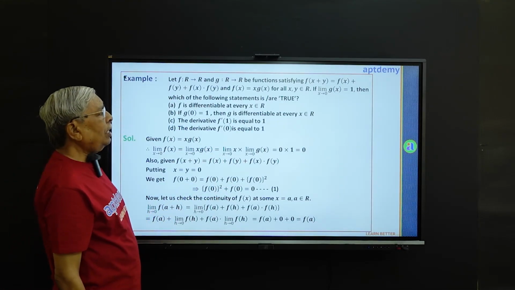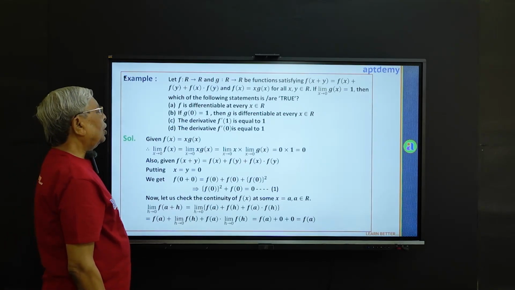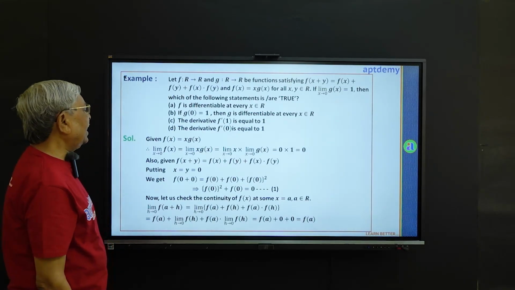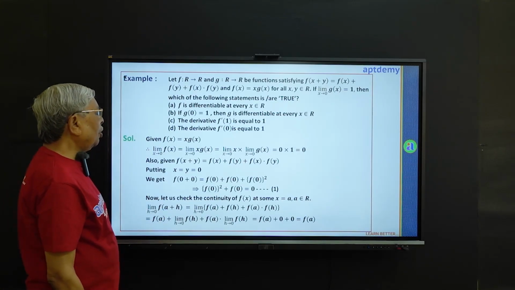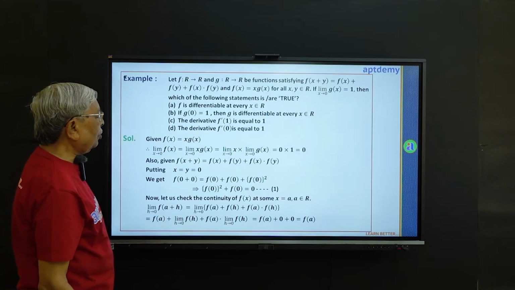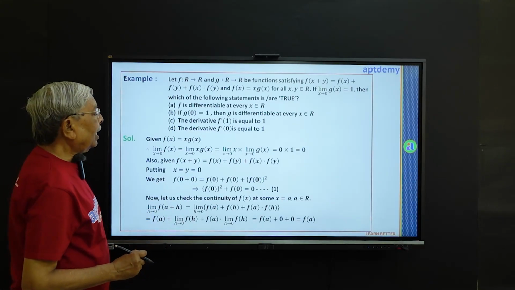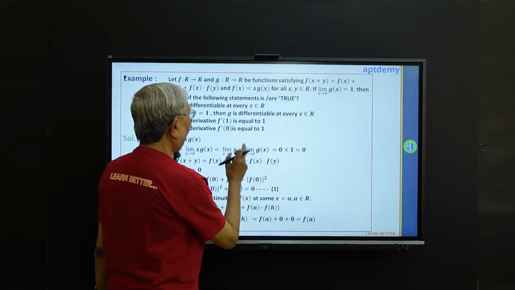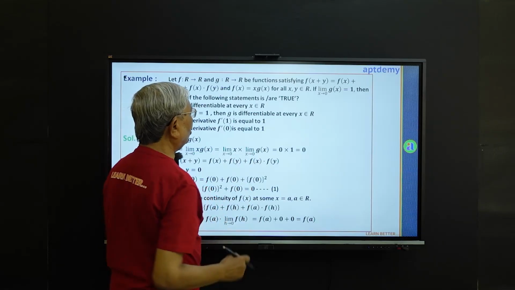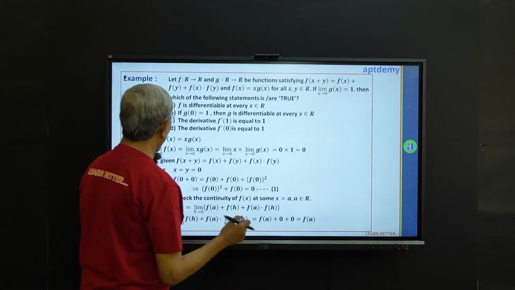So first of all, it is given that f(x) is equal to x g(x). If we take the limit on both sides as x tends to 0, what do we get? Limit x tends to 0 of f(x) is equal to limit x tends to 0 of x g(x). We can write this as the product of the two limits, limit of x times limit of g(x), and this is given as 1, so 0 into 1, and this is equal to 0.